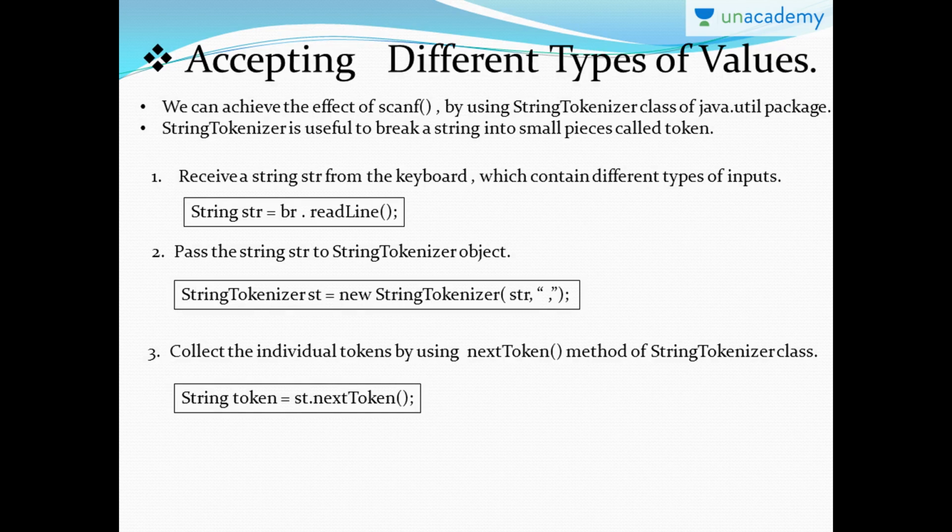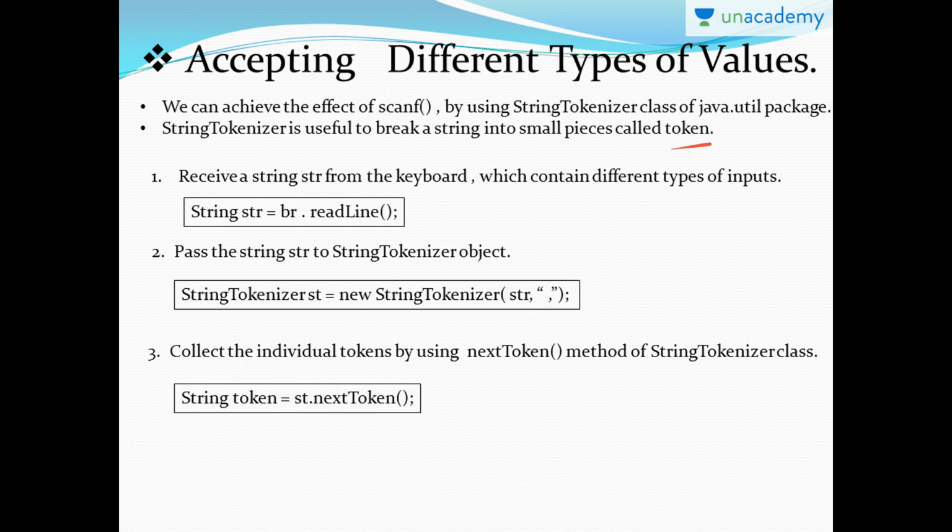Alright, if you have to accept different types of values, for example, we can achieve the effect of scanf, which we use in the C and C++ languages. There we simply write scanf to store the values that we got from the keyboard. But here we use the StringTokenizer class in the Java utility package, the util package. StringTokenizer is useful to break a string into small pieces called tokens.